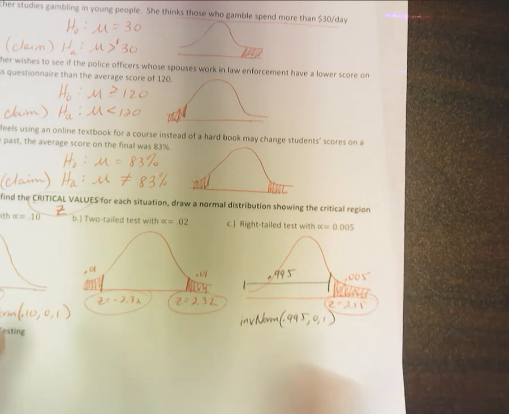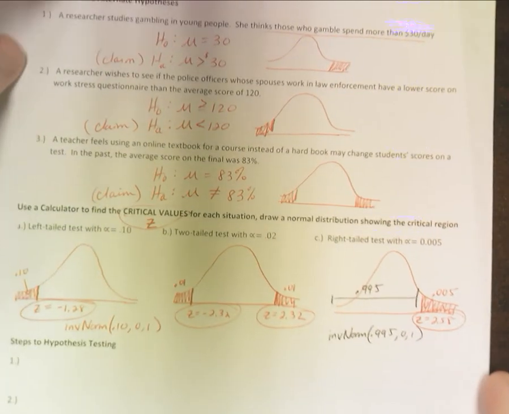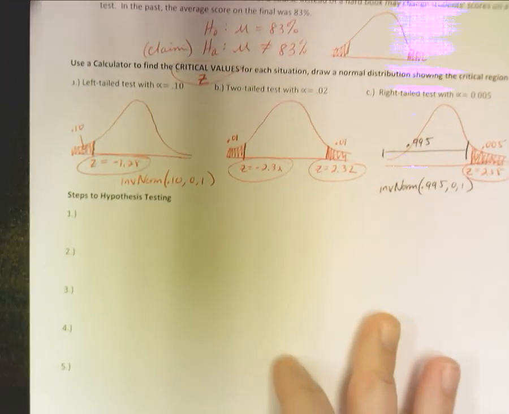Now, what are these called again? These numbers are critical values. We're going to look for them, okay? These critical values, you need to find them. All right, last but not least, steps in hypothesis testing.